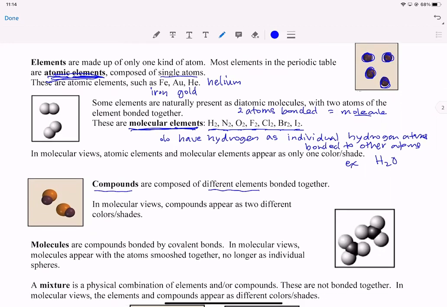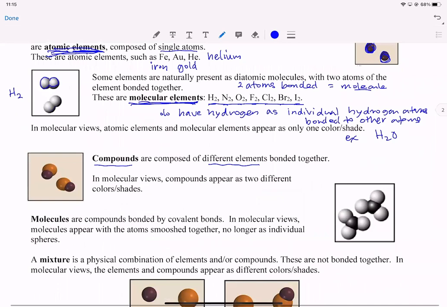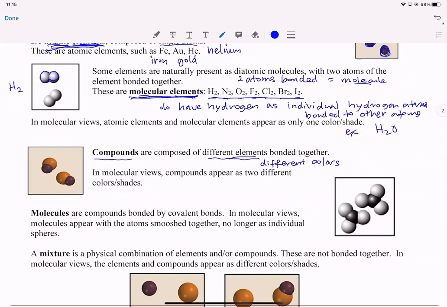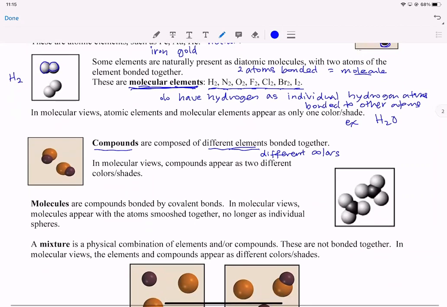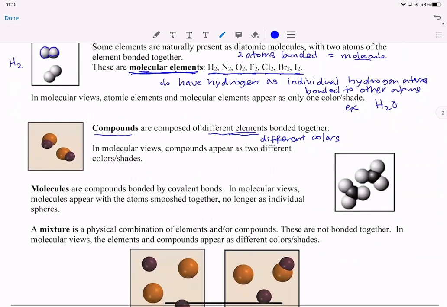And so those you'll see different colors. So see, these were all purple, they're all one color. These are diatomic, these are hydrogen, this is H2. Those are two atoms of hydrogen, same color, stuck together, but because there's two, it's a molecule. Now, when you have a compound, this is different elements. So that means different colors is what you'll see, because each individual element is given its own color. So in these molecular views, these compounds appear as two different colors or shades.